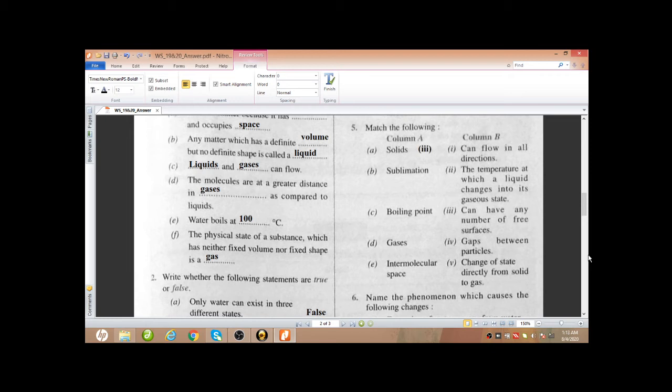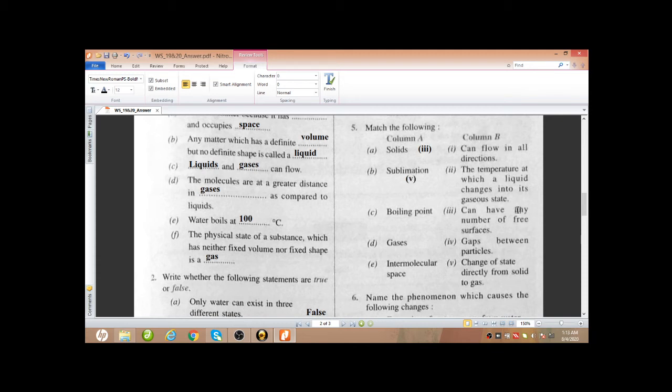We are having different surfaces or planes of solids, no? So it can have any number of these kinds of surfaces. These are called free surfaces. Next, sublimation, change of state directly from solid to gas. That means it will match with number 5.